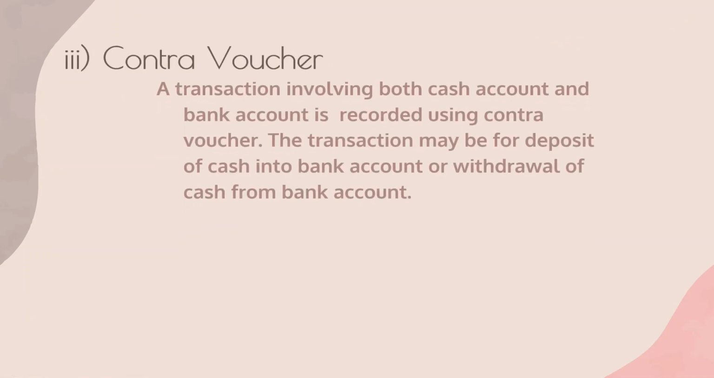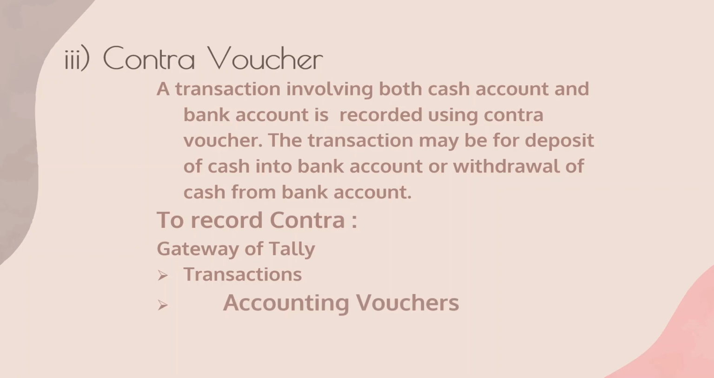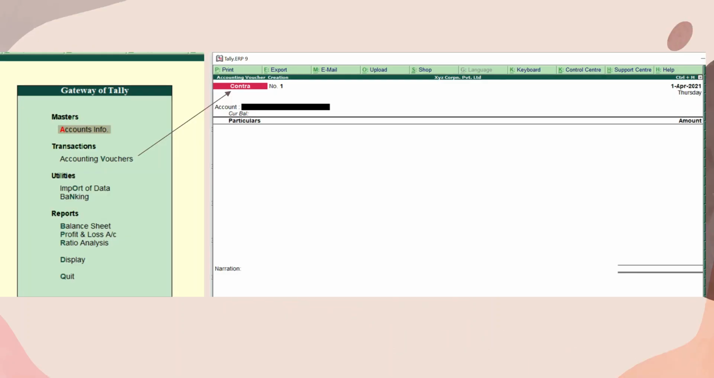Next is the contra voucher. Any transaction related to cash and bank together. We studied this in the cash book, isn't it? So when you deposit cash into the bank and when you withdraw cash from the bank, you have to use this voucher. So how to record it? Go to the Gateway of Tally, click Transactions and Accounting Vouchers, and then F4, that is for contra. Then the contra page will be opened. You have to type the information.